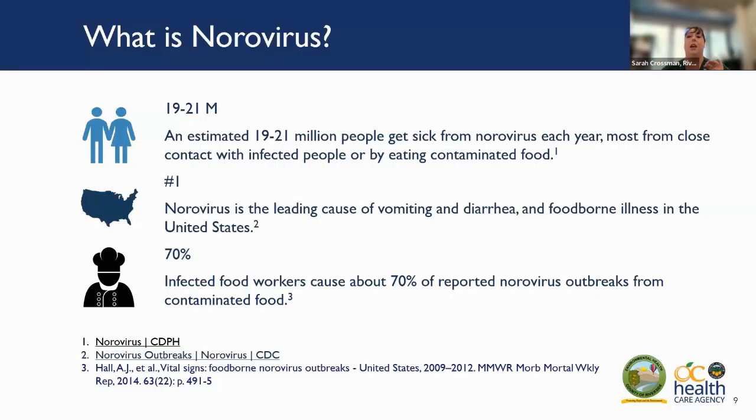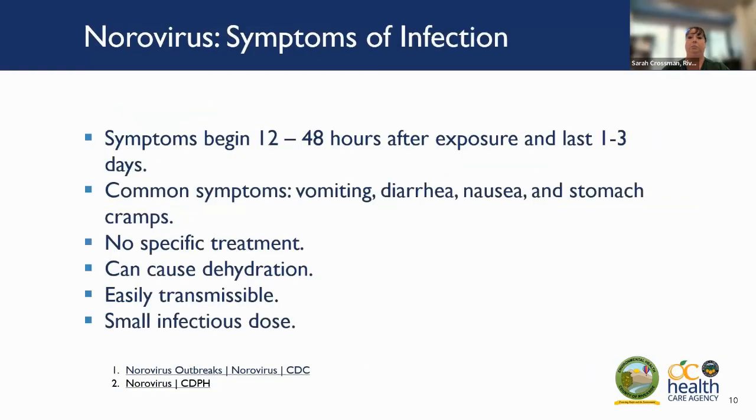So let's take a look at the symptoms of norovirus. Symptoms of norovirus typically begin 12 to 48 hours after exposure and usually last between 1 and 3 days. The most common symptoms include vomiting, diarrhea, nausea, and stomach cramps. There's no specific treatment for norovirus because it's caused by a virus, not a bacteria. Antibiotics don't work against it. The most important thing is to stay hydrated, as vomiting and diarrhea can quickly lead to dehydration.